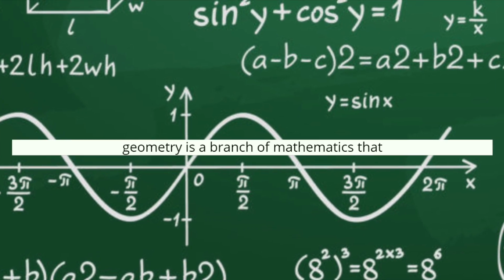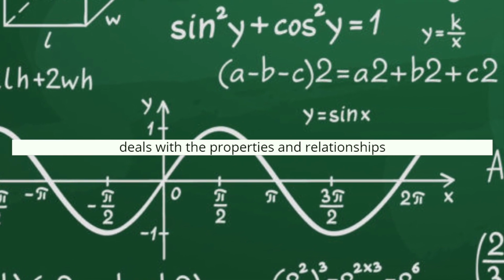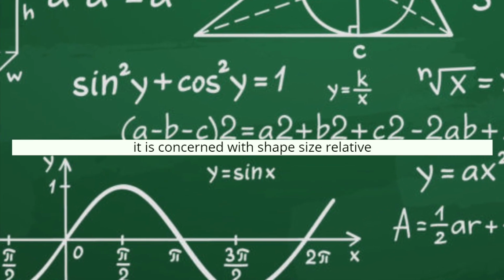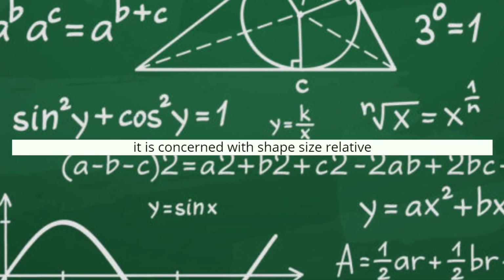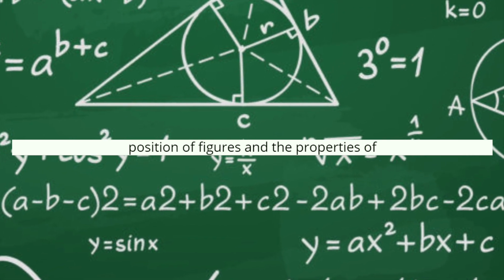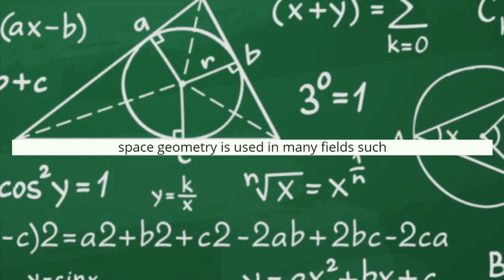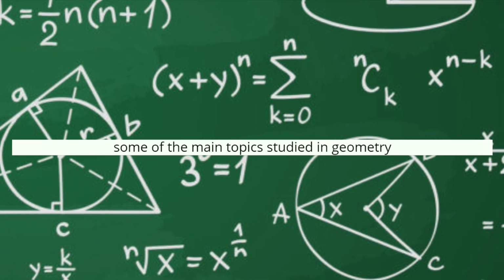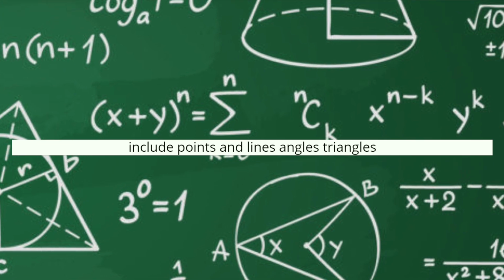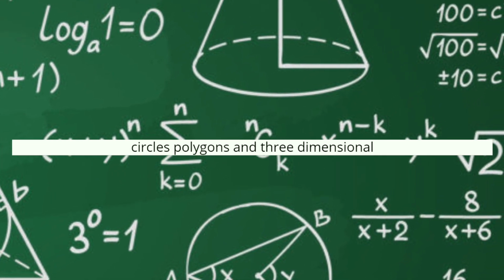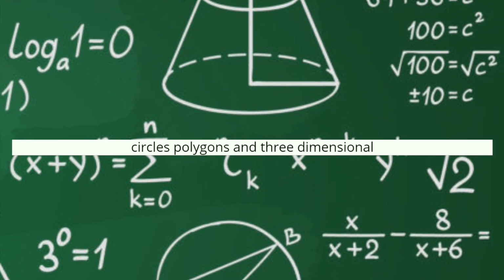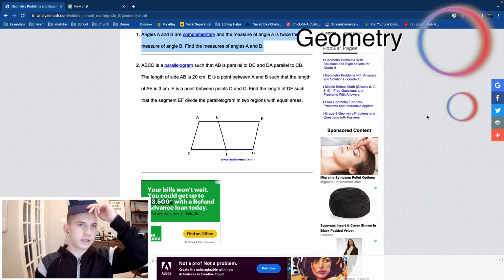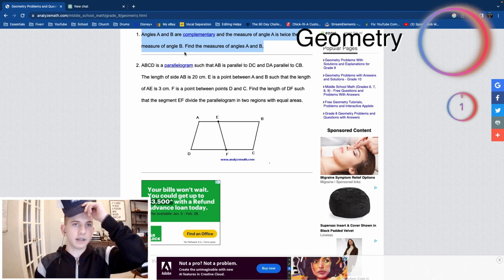Geometry is a branch of mathematics that deals with the properties and relationships of points, lines, angles, surfaces, and solids. It is concerned with shape, size, relative position of figures, and the properties of space. Geometry is used in many fields such as architecture, engineering, and physics. Some of the main topics studied in geometry include points and lines, angles, triangles, circles, polygons, and three-dimensional figures such as spheres and cylinders.